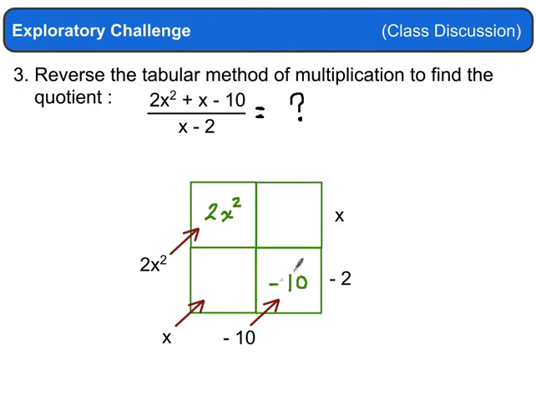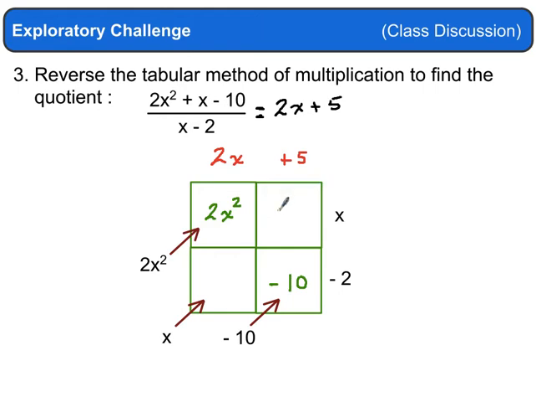So remember, if I'm going to divide, I could do negative 10 divided by negative 2, and I'm going to get positive 5. If I want to know this one, I can do 2x squared divided by x, and I'm going to get 2x. So I find out that my result, after I divide, is going to be 2x plus 5. Now again, these other two boxes are not necessary. We did not need them to attain this answer.